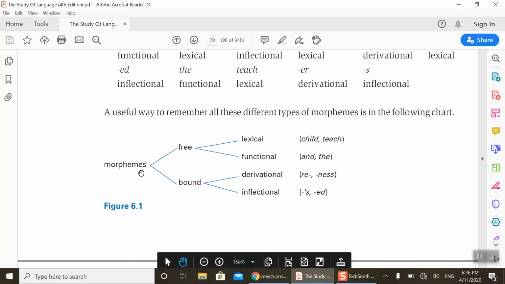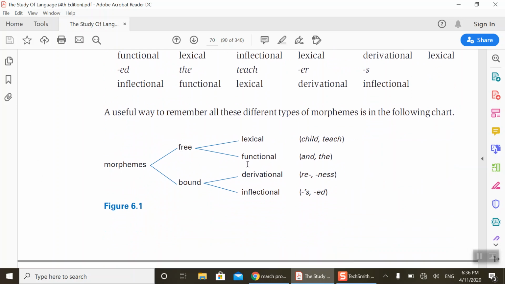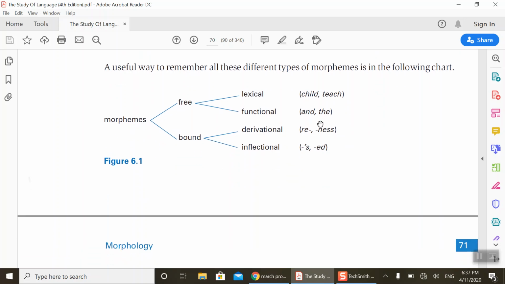In summary, morphemes are free or bound. Free: lexical, such as child and teach, and functional, such as the. Bound: derivational, such as -ness and -er, and inflectional, such as -s, possessive, or -ed. Okay, it's very clear when you read all the above. This is the summary, the gist.